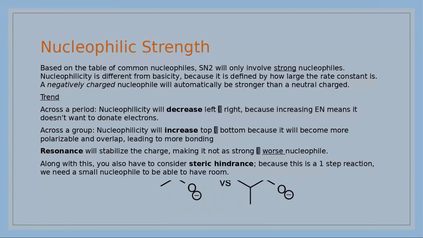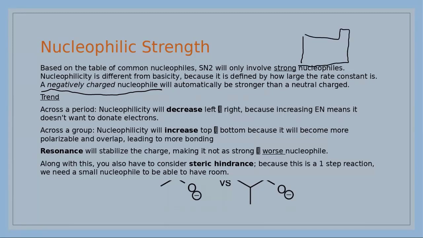Nucleophilicity can often be mistaken for basicity, but nucleophilicity involves the attack and not the stability of the negative charge. Now, a key thing here is that a negatively charged nucleophile will automatically be stronger than a neutral one. There are neutral nucleophiles that are just as strong, but if it's negatively charged, it's going to have that excess to be able to attack with. And so let's go with trends here. We have a periodic table here.